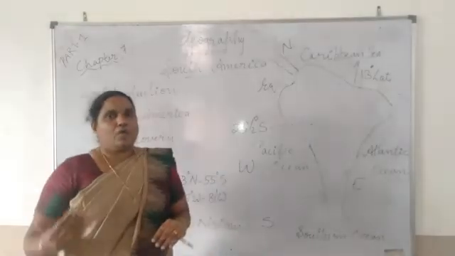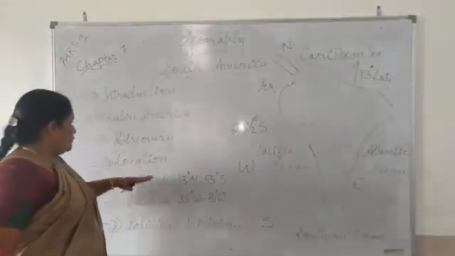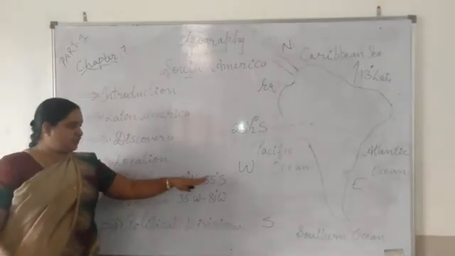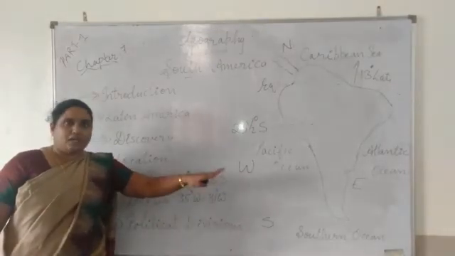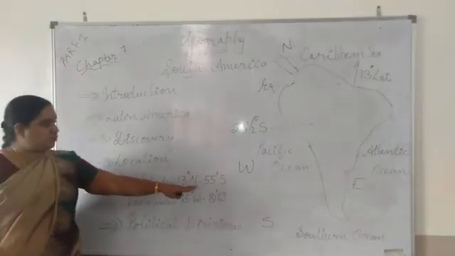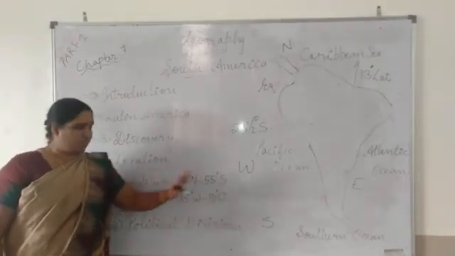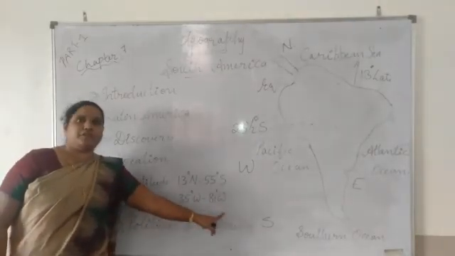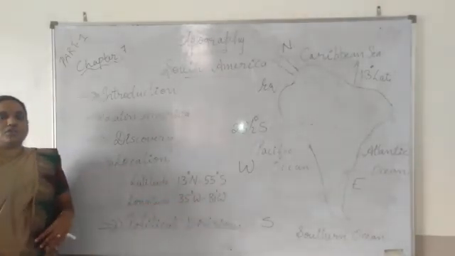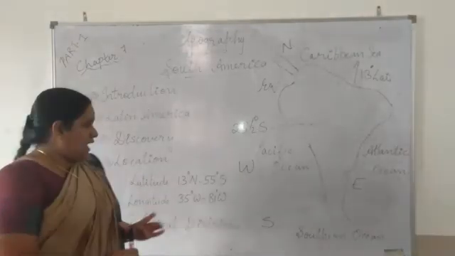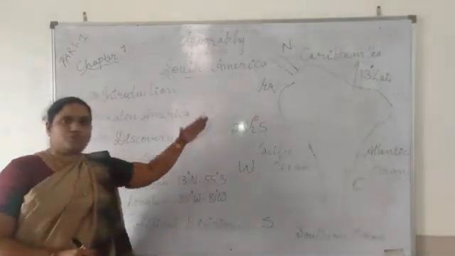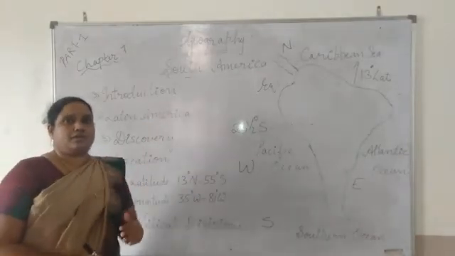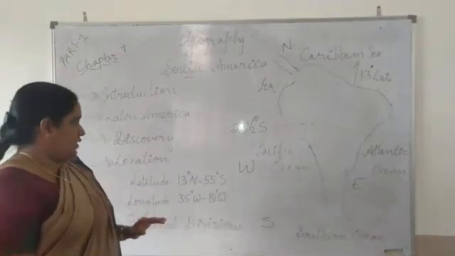Now, the next important thing which we have to understand is the latitude and longitudinal extent. Latitude, as I told you, 13° north and 55° south. So, in some part of your textbook it is written as north, change it to south. Then longitude, it is 35° west to 81° west. So, this continent is located in the western side and its location is from north to south. Some part is in the northern hemisphere and the remaining part in the southern hemisphere.